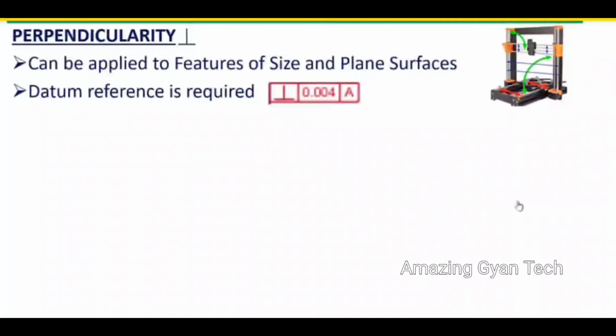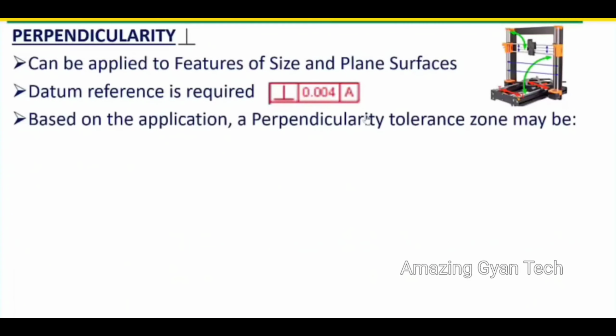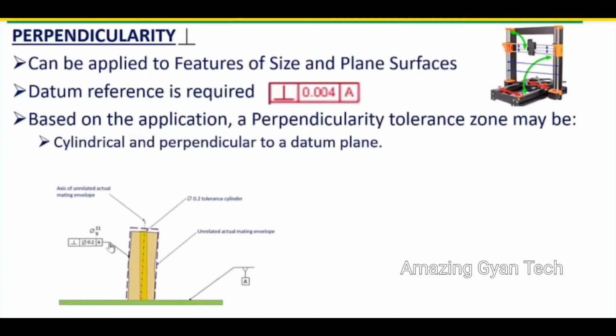In the feature control frame, we will now be using the third zone also. In the form tolerances, we don't have the datum reference, but for the orientation tolerance we need the datum reference. Based on the application, a perpendicularity tolerance zone may be cylindrical and perpendicular to a datum plane. In this example, you can see the tolerance zone defined is a cylindrical geometric tolerance zone and it is perpendicular to a datum plane.